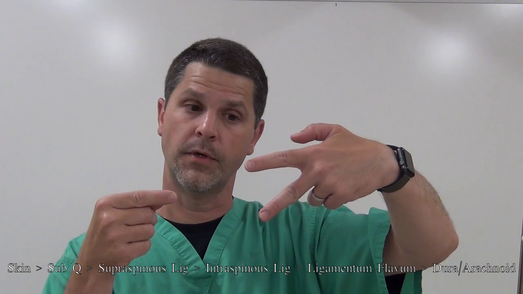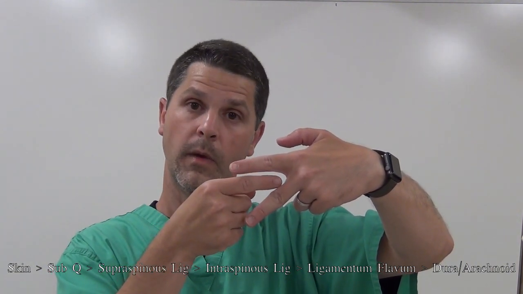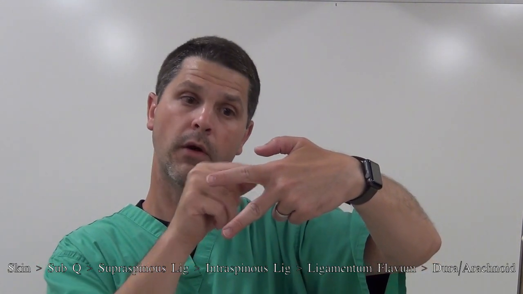Midline approach for a subarachnoid or spinal block: skin, subcu, supraspinous ligament, intraspinous ligament, ligamentum flavum, and then you're going to go further through the dura and the arachnoid into the subarachnoid space. All right? That's for a midline approach.